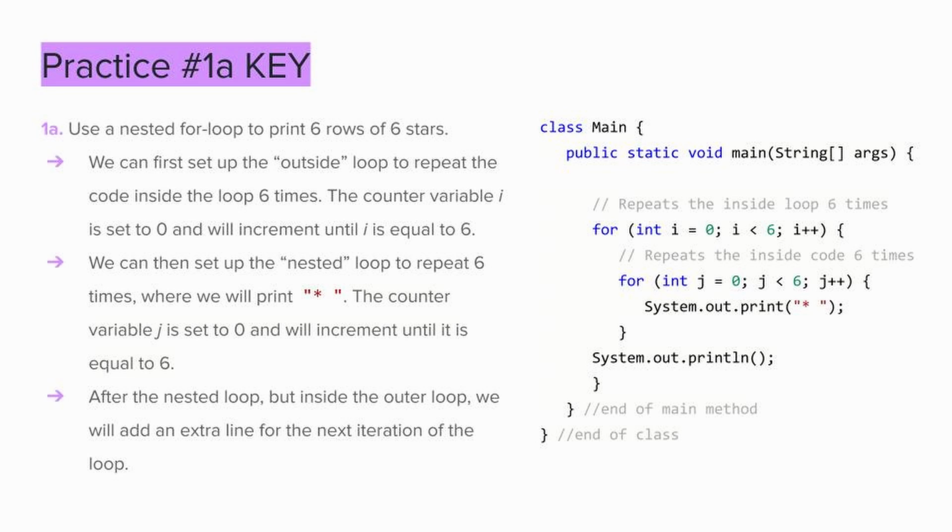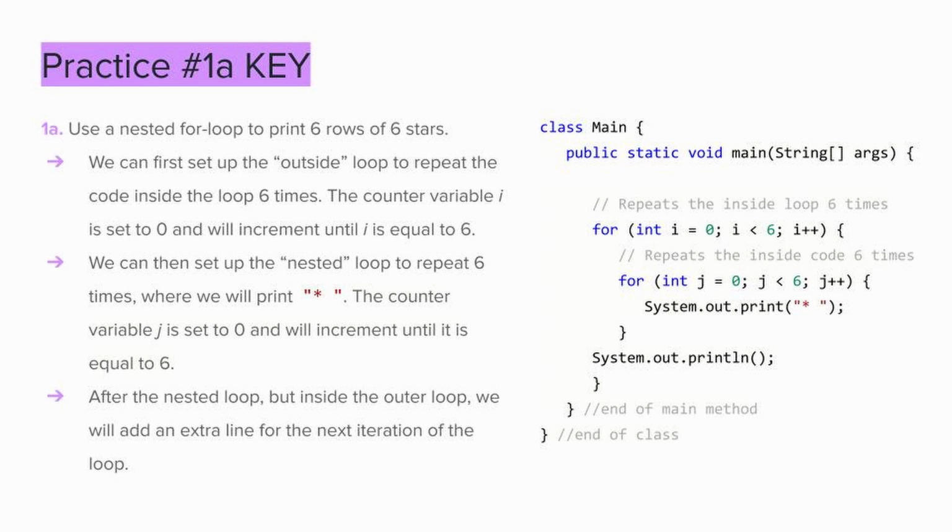So, how can we approach this question? If we use a single for loop, we can make a string of 6 stars and print it 6 times, with each string on a new line. With a nested for loop, we're going to print each star individually. We can first set up the outside loop to repeat the inner loop 6 times. The counter variable i is set to 0 and will increment until i is equal to 6.